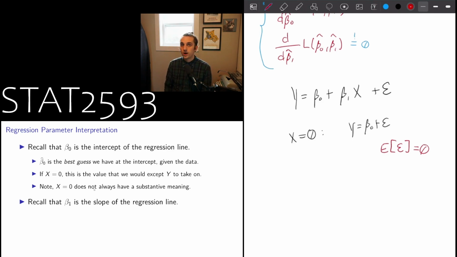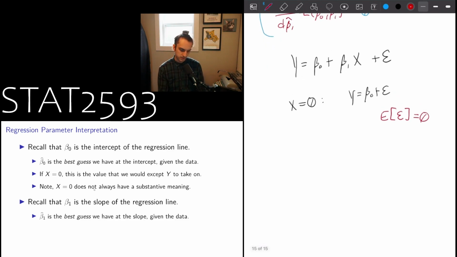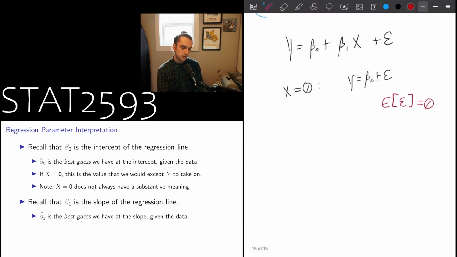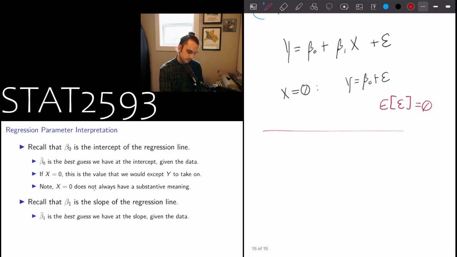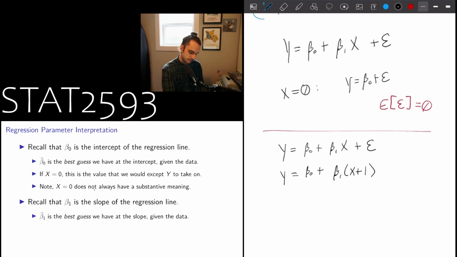Now, recall that beta 1 is going to be the slope of the line, and so beta hat 1 is going to be the best guess we have at the slope of the line. If we want to think about how to interpret the slope, let's think about two different values here. Let's say that we have beta 0 plus beta 1 x plus epsilon. And then a second option, where instead we observe beta 0 plus beta 1 times x plus 1, so x with one extra unit added on, and then plus epsilon.